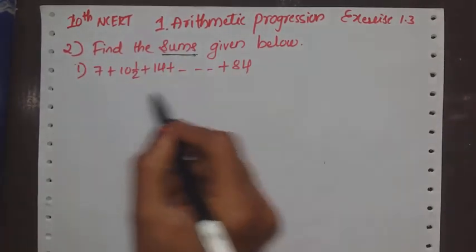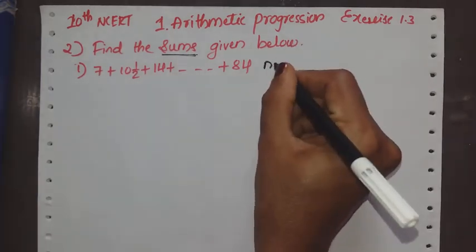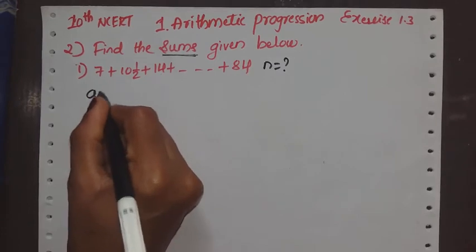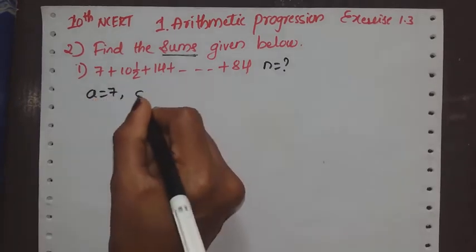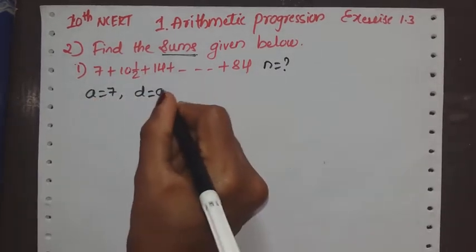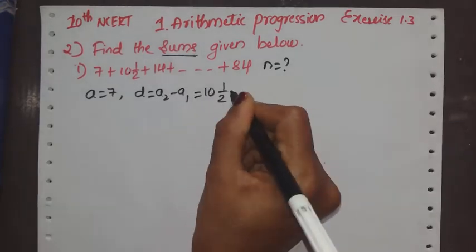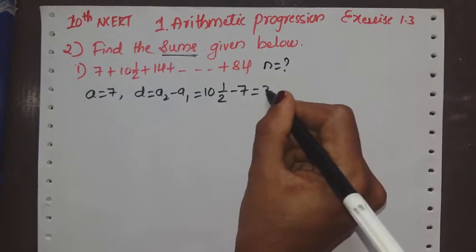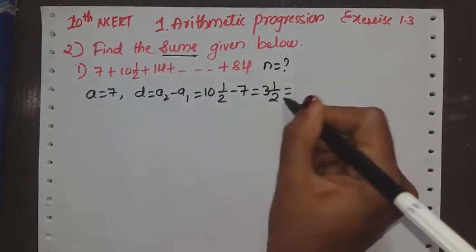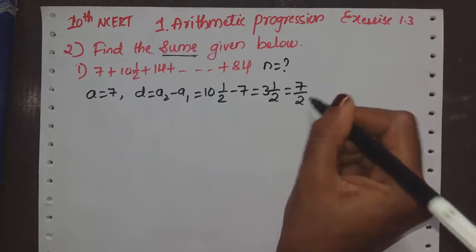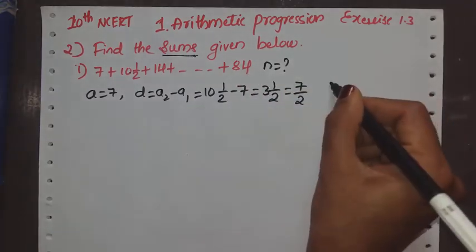Yes, we don't know how many terms are there. That is, we don't know number of terms here. We need to find out this one. A is 7 and here common difference is A2 minus A1. A2 is 10 and half minus 7. It is equals to 3 and half. That is equals to 7 by 2. And 84 is a last term.